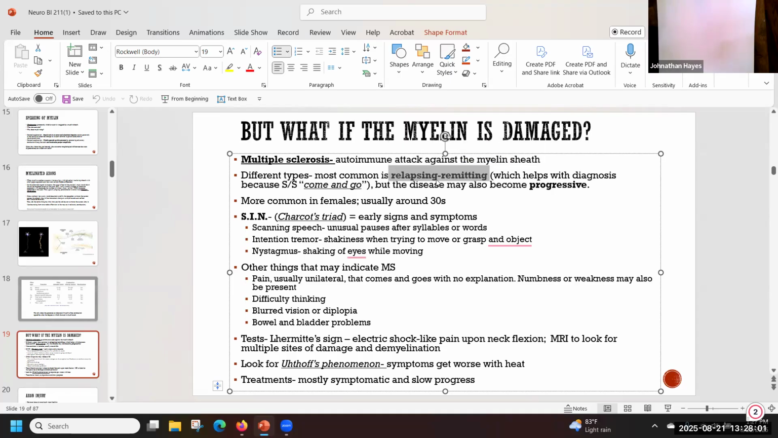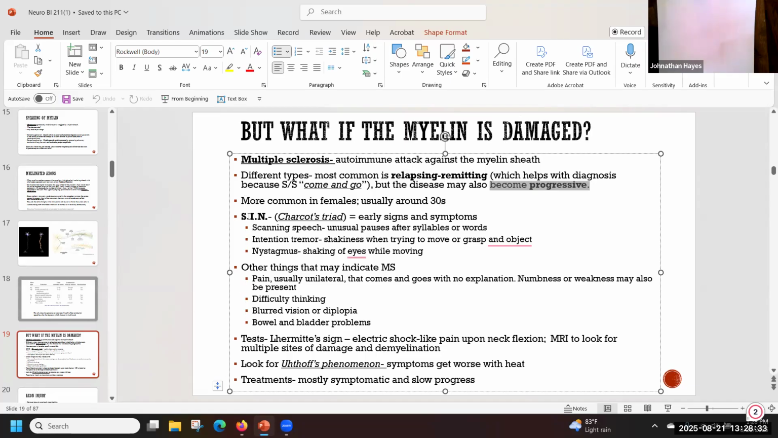But many, regardless of how they start, will oftentimes become, or at least seem to become, progressive. Because even with the relapsing remitting, sometimes the time in between the symptoms showing up gets shorter and shorter. So as the disease progresses, it's going to relapse more quickly. So either way, it'll kind of end up being progressive in a way. More common in females, usually around the 30s is when they'll start showing up.